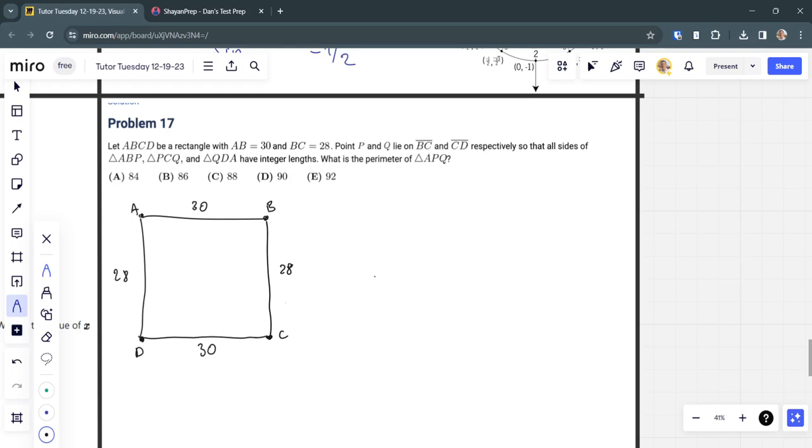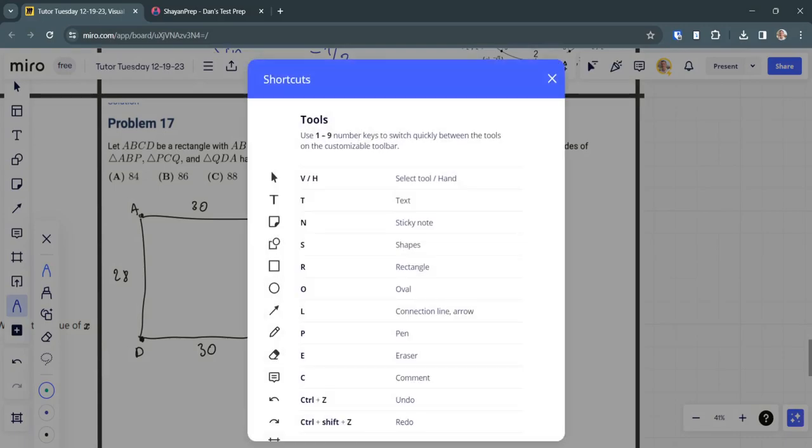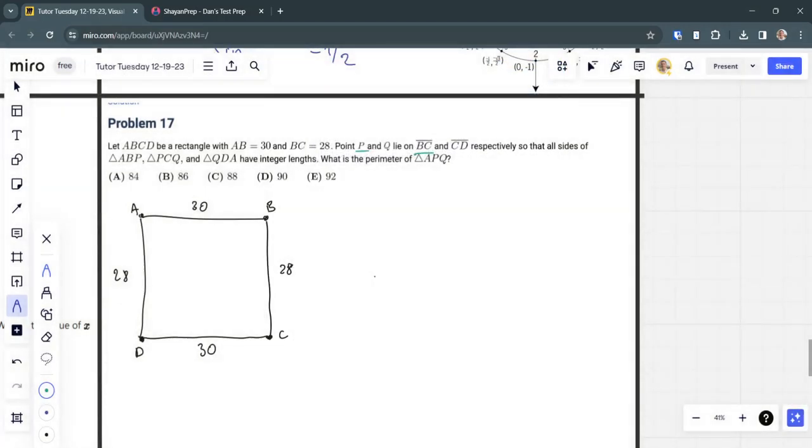Points P and Q lie on BC and CD respectively, so that all sides of triangles ABP, PCQ, and QDA have integer lengths. What is the perimeter of APQ? Oh. Perimeter of APQ. So P lies on BC somewhere.